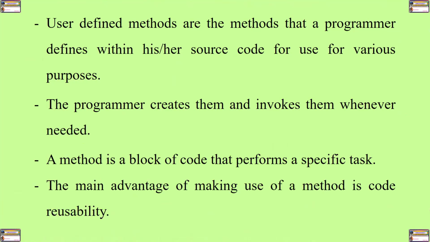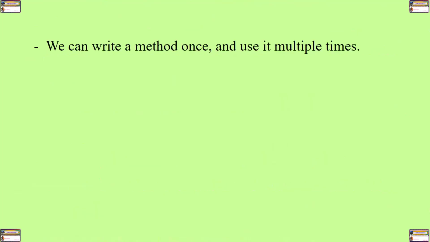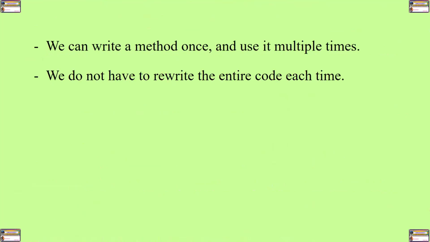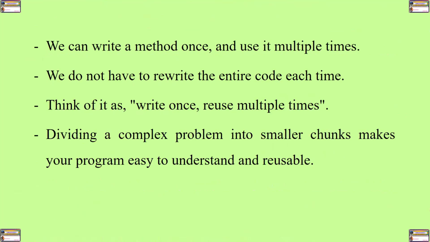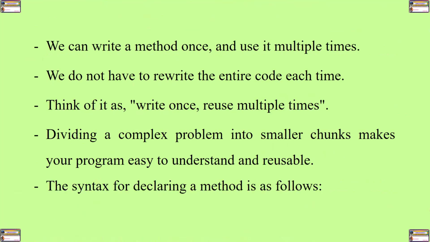The main advantage of making use of a method is what we call code reusability, meaning that you are able to use a section of code more than once without the need to retype it each and every time you need it. We can write a method once and use it multiple times. For this reason, we do not have to rewrite the entire code each time. Think of it as write once, reuse multiple times. Dividing a complex problem into smaller chunks makes your program easy to understand and reuse.